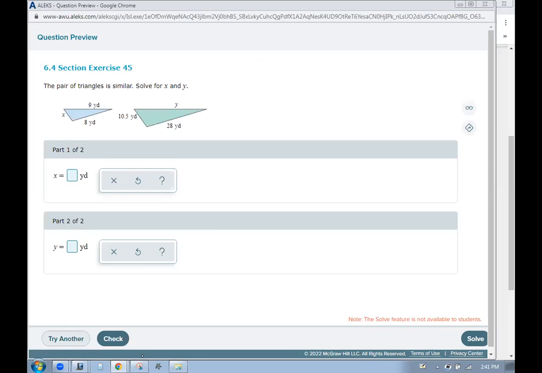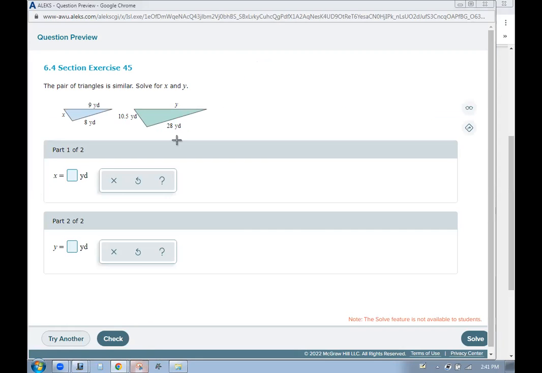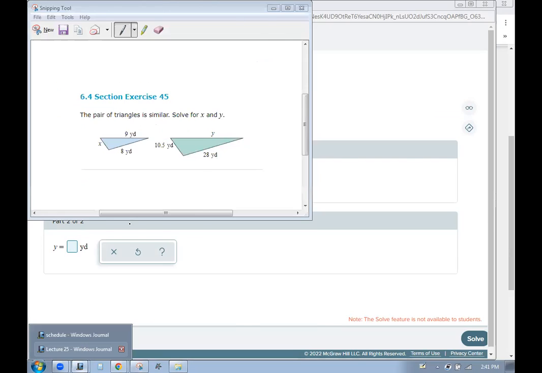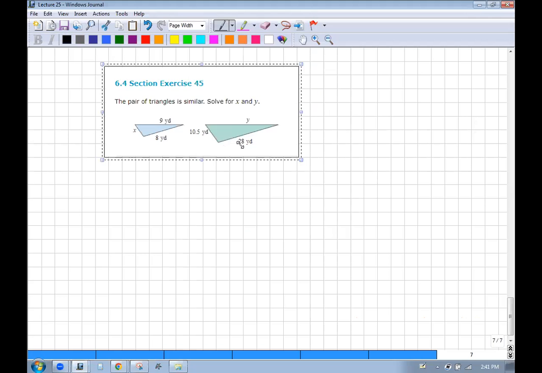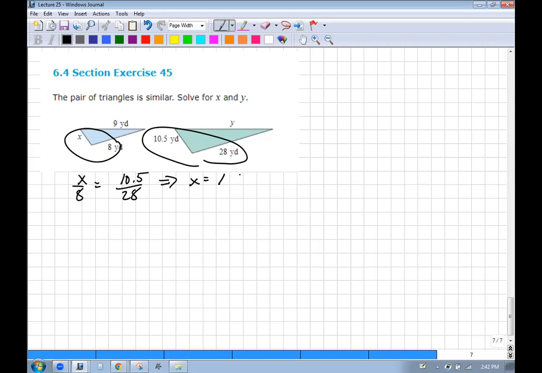All right, we have some solve for X and Y. So this is going to be proportions again. Since these triangles are similar, they're exactly the same except one's bigger than the other. And we can look at ratios. The ratio of X to 8 has to be the ratio of 10.5 to 28, especially considering they're all yards, right? So X is 10.5 over 28 times 8, right? You're just multiplying both sides by 8.